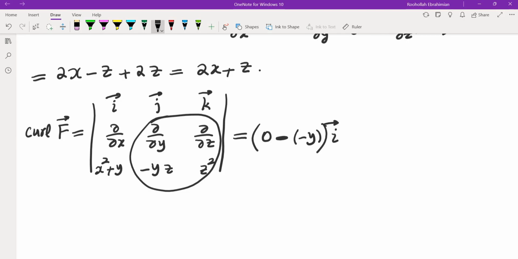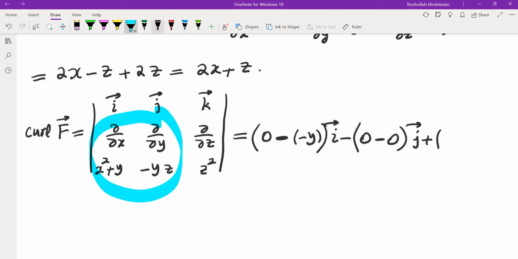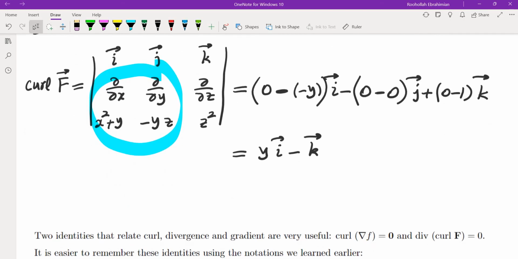We'll have to multiply that by i and then minus. So the next determinant is determinant of this one. It would be partial of z squared with respect to x, which means 0, and then partial of x squared plus y with respect to z, that is also 0, times j, and then plus the last determinant of this one. So partial of negative yz with respect to x, that's 0, minus partial of x squared plus y with respect to y, that is 1, times k. So the curl is yi minus k. Okay, so this is the answer to this problem.